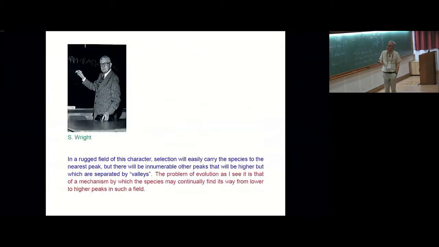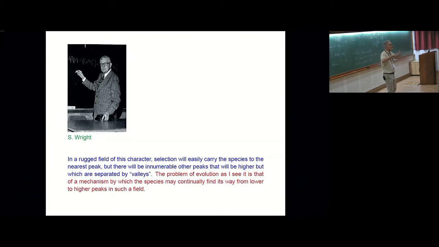So Wright was concerned about this. Wright already believed that these landscapes would be rugged, rugged meaning that they have many peaks. We'll talk more about that tomorrow. He called them fields. He said that in a rugged field, selection will easily carry the species to the nearest peak, but there will be innumerable other peaks that will be higher, but which are separated by valleys. And the problem of evolution, as I see it, is that of a mechanism by which the species may continually find its way from lower to higher peaks. So he was concerned about the ruggedness of these landscapes because he thought this would be an impediment to evolution. You would tend to get stuck.